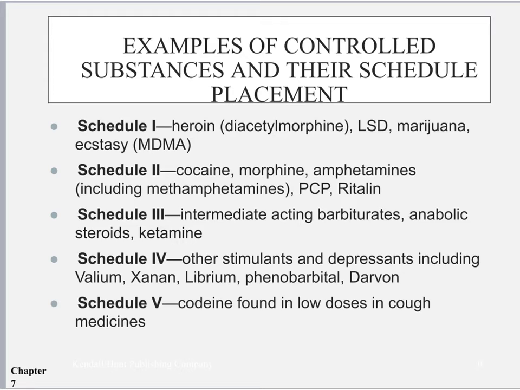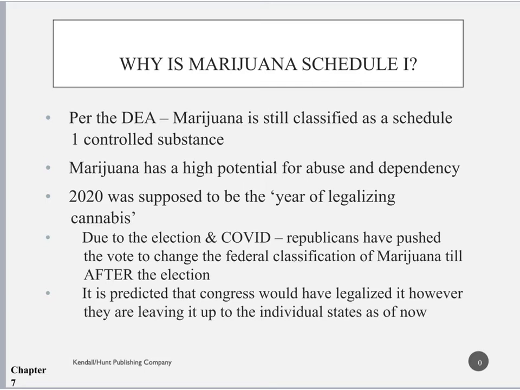All the way down to Schedule 5. Schedule 5, in cough medicines, you do have codeine. So you might notice some things that you get over the counter you do have to show an ID for. You have to do that because of the levels of codeine that you can find in some of these medicines. All right, so you might be wondering, why is marijuana Schedule 1?